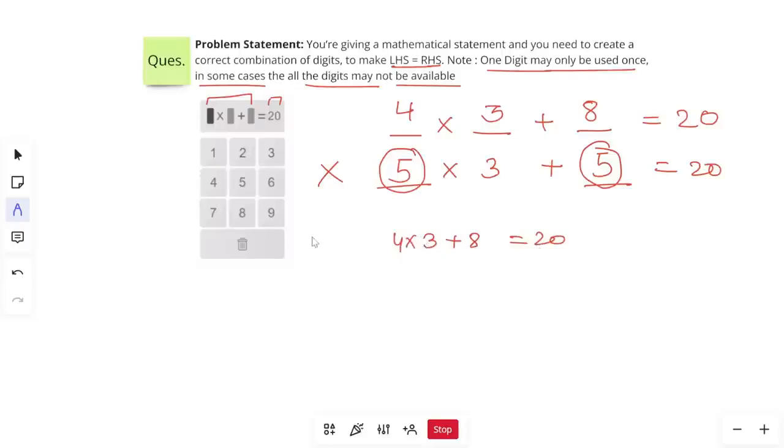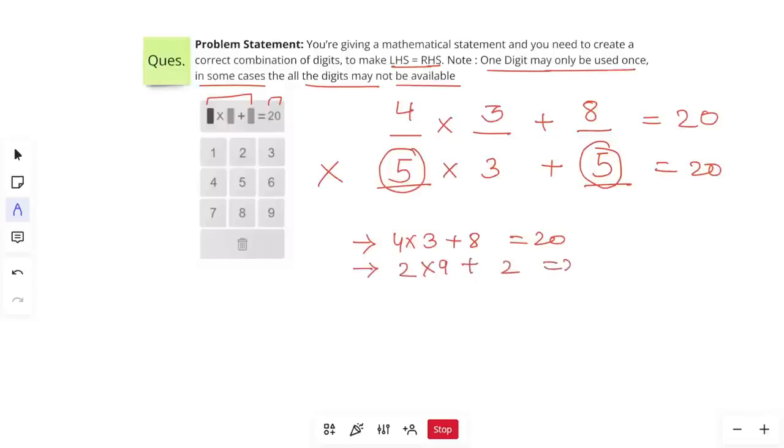Now the main important thing about this question is that there can be more than one answer. So you don't have to worry about that. I have found this answer, but there is another possible solution for this, and that is totally fine. There can be more than one answer. So I'll tell you what the other possible answers are. It can be 2 into 9 plus 2 equals 20.